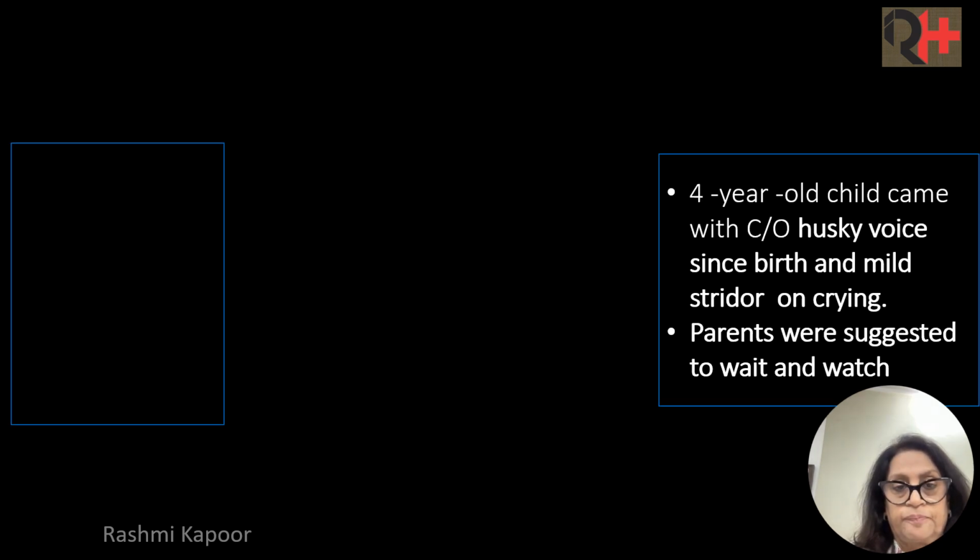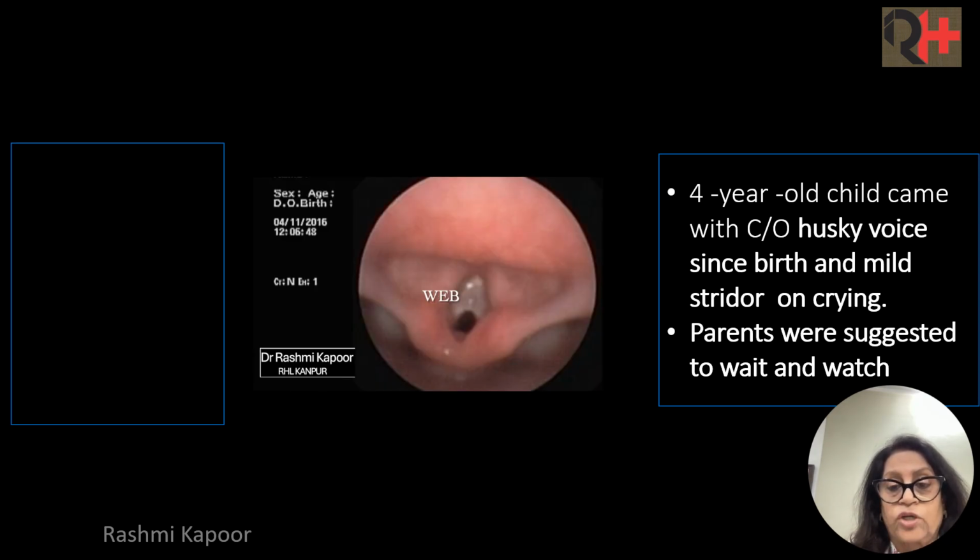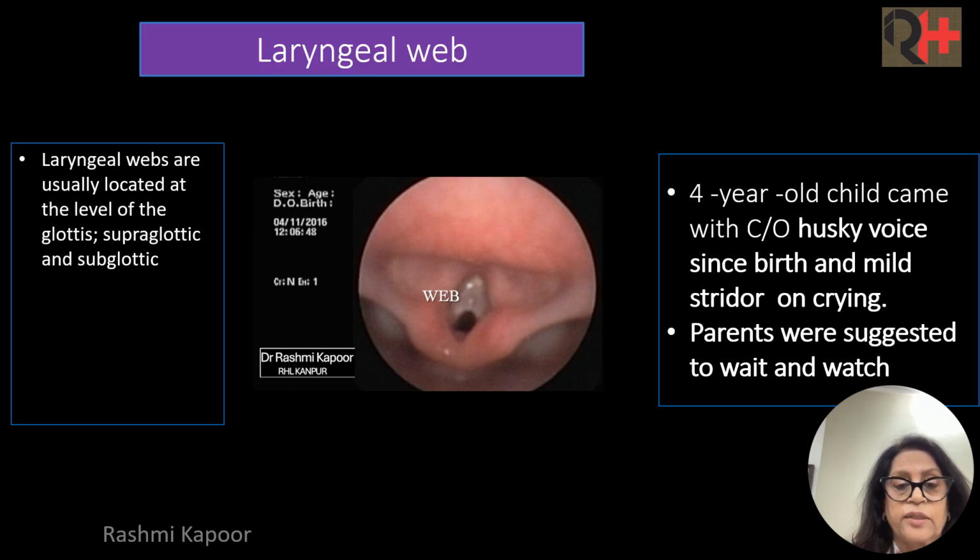But in cases of bilateral vocal cord palsy, one may need to do an urgent tracheostomy and manage it at a later date. A 4-year-old child came with husky voice since birth and mild stridor on crying, but the parents were advised to wait and watch. But this child came to us and we did the bronchoscopy and found a partial web. So this was a laryngeal web.